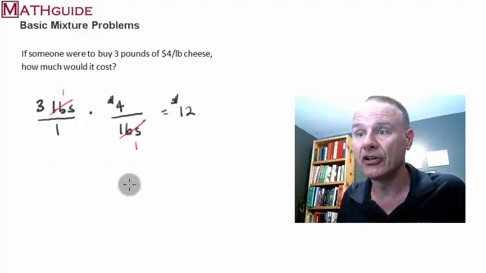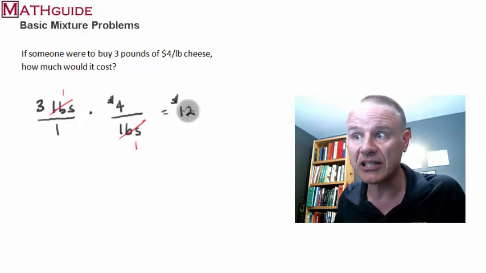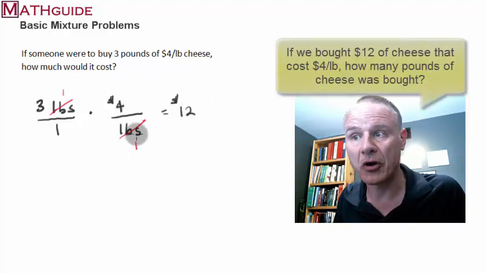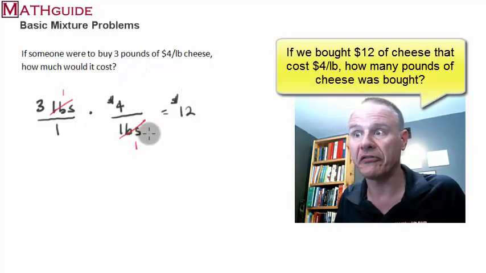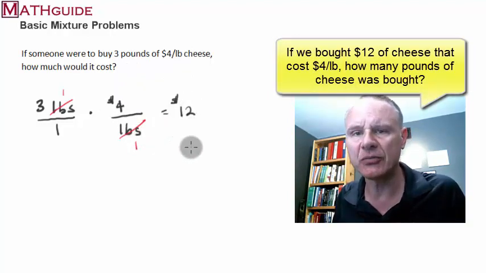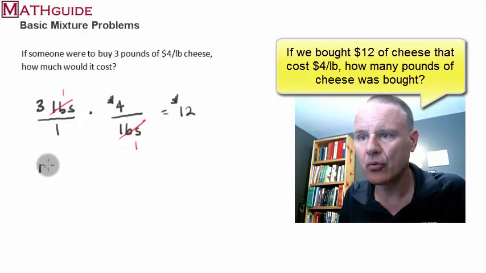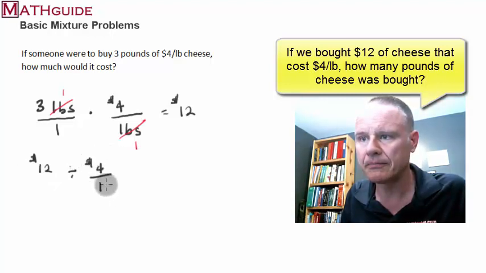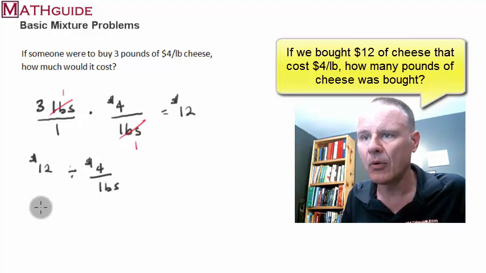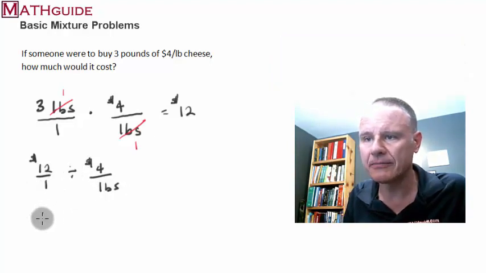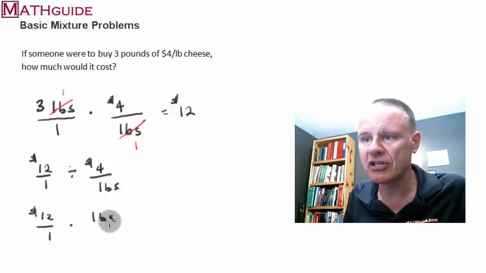What if you had $12 worth of cheese that cost $4 per pound? What would you do to figure out how many pounds of cheese you would have? Well, you would take $12. You would divide this by $4 per pound. What? Dividing? Well, when you're dividing two fractions, you should already know that there's a relationship where you change to multiplication and use the reciprocal.